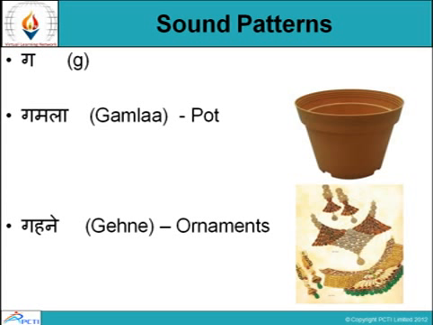Gamla. Gamla is a pot in which we put our plants. We take care of our plants and we grow plants in this pot. Herbs and shrubs have a small stem, so we usually grow them in these kinds of pots. Pot is called gamla. What do we call pot? Gamla. Next is ornaments.